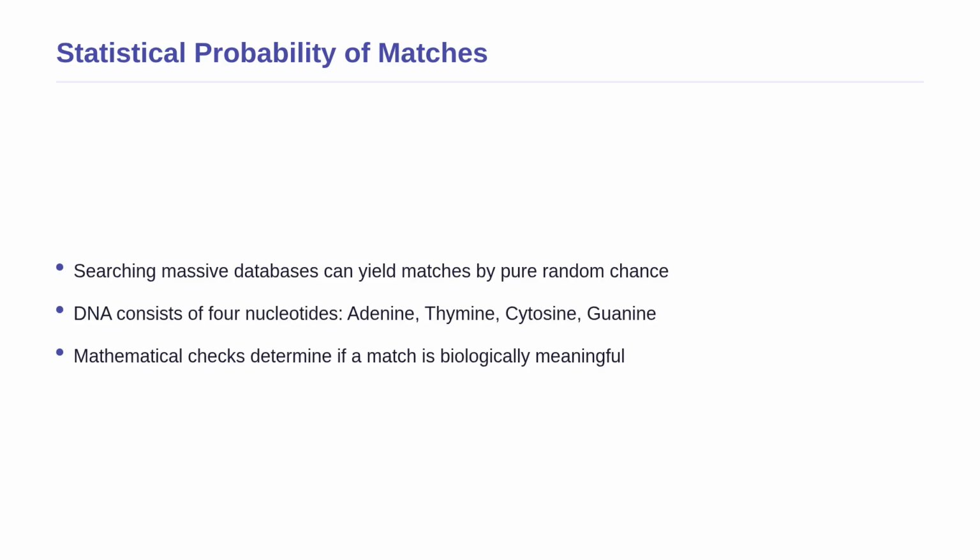With the database growing so rapidly, searching through it introduces a new challenge. When you search a massive database for a short DNA sequence, you might find a match simply because the database is so huge, not because the organisms are actually related. Since DNA is made of just 4 nucleotides, adenine, thymine, cytosine, and guanine, we can calculate the likelihood of a specific sequence occurring randomly. This mathematical check is critical. It helps us determine if a match we find in GenBank is biologically meaningful, meaning it shares an evolutionary ancestor, or if it is just a statistical coincidence.